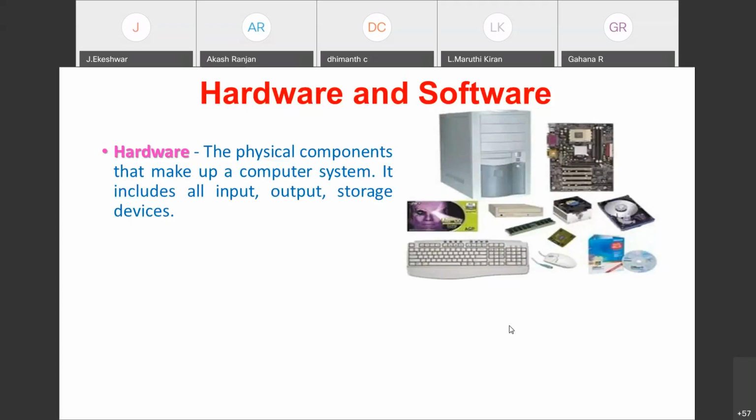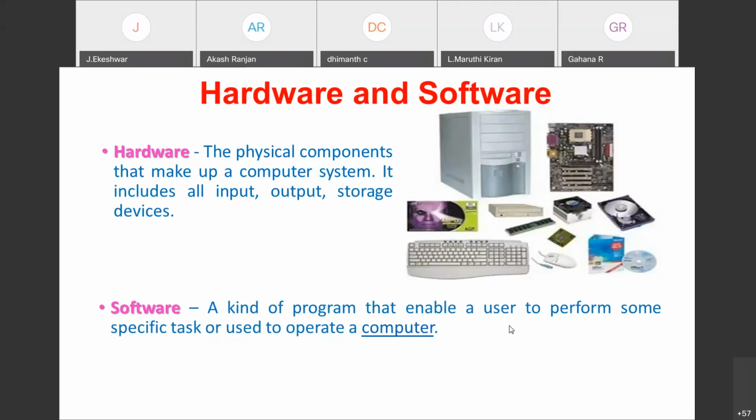It includes all the input, output, and storage devices. We already saw the functional units of a computer. All these physical components which make up the computer system are called hardware. So this is how we can define hardware.